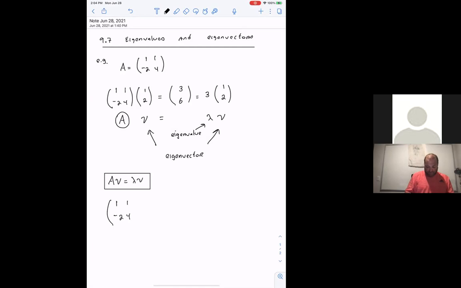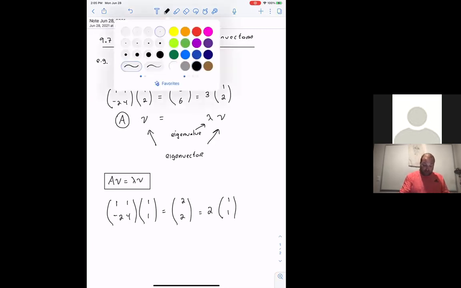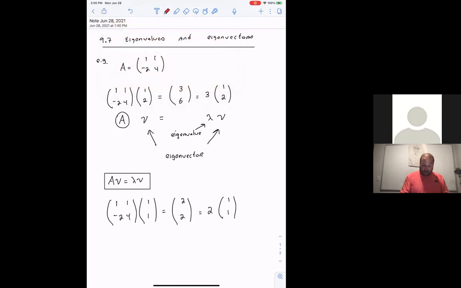Well, what happens if I take the same 1, 1, negative 2, 4, and this time I apply it to the vector 1, 1. Let's see what happens here. If I apply it to 1, 1, I get 2, 2. In other words, I get 2 times the vector 1, 1. So we see that not only is the vector 1, 2 an eigenvector of this matrix, the vector 1, 1 is also an eigenvector. The eigenvector and eigenvalue in the first case are 1, 2, and 3. And in this case, it's 1, 1, and 2.